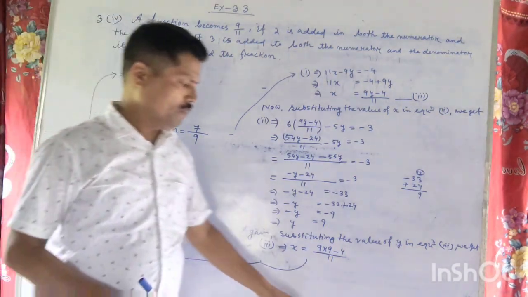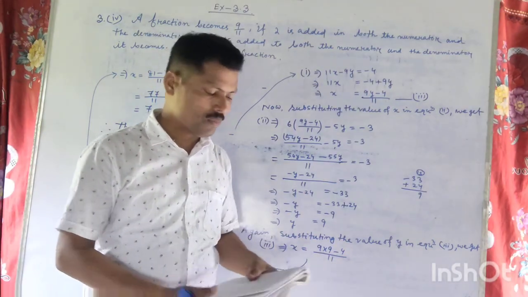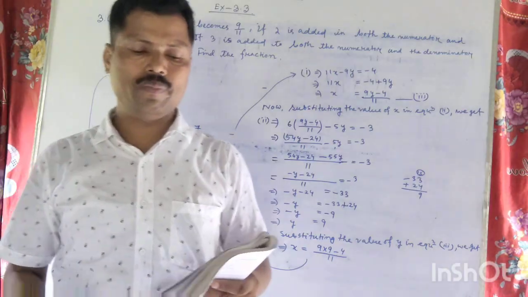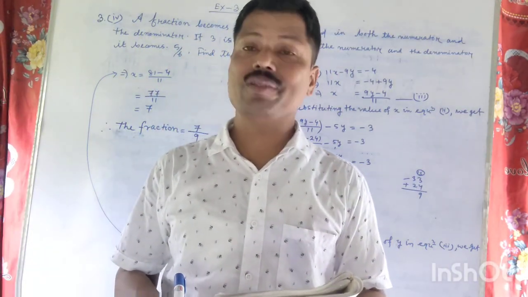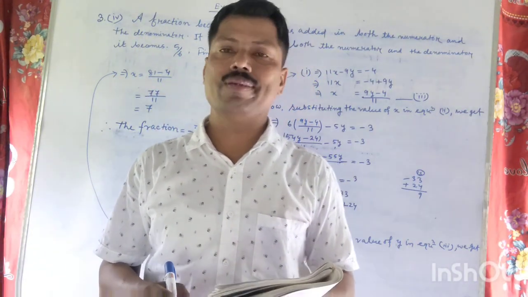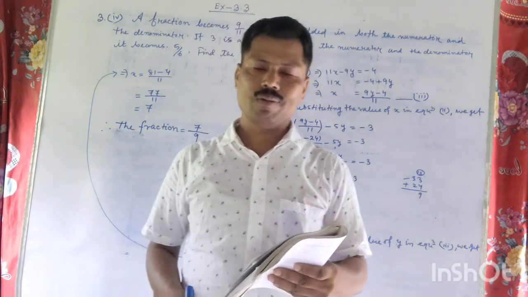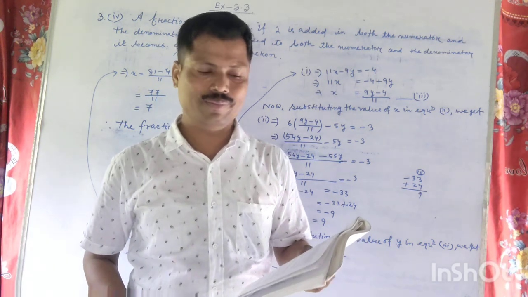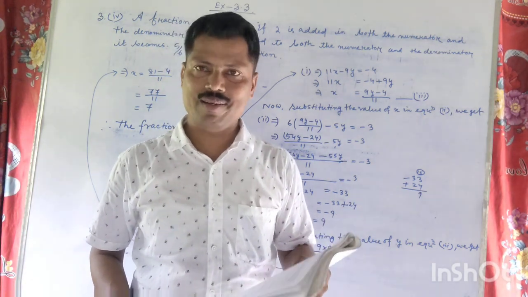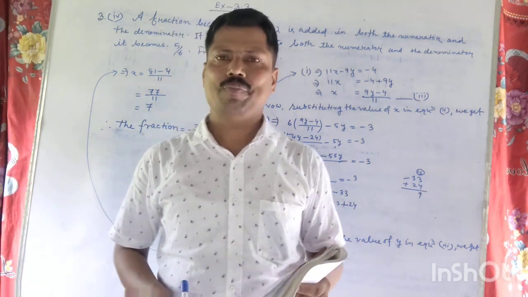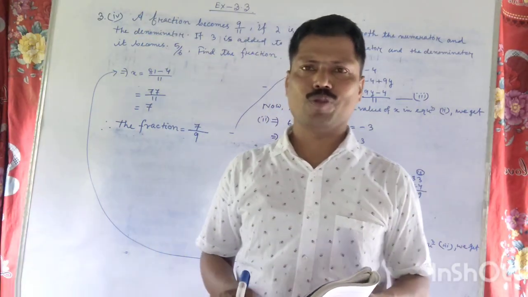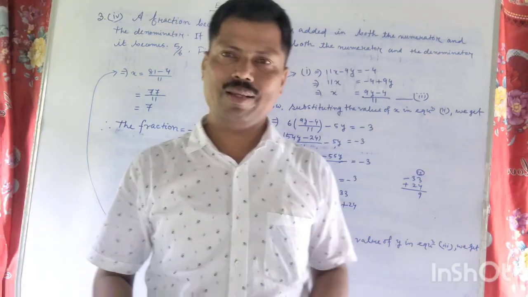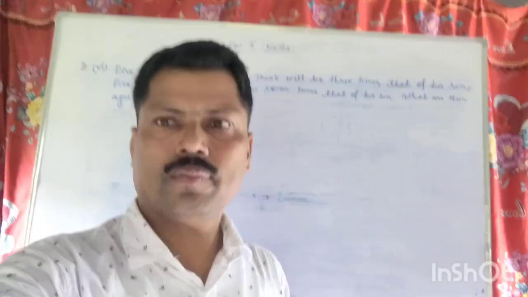So next one more question here. Number 6. 5 years hence the age of Jacob will be 3 times that of his son. 5 years ago Jacob's age was 7 times that of his son. What are their present ages? So we have to find the present ages of Jacob and his son. So before solving this we have to write the question, then we can find out the solution.